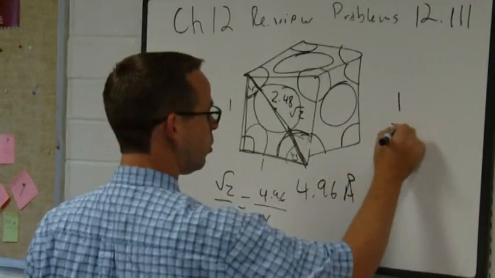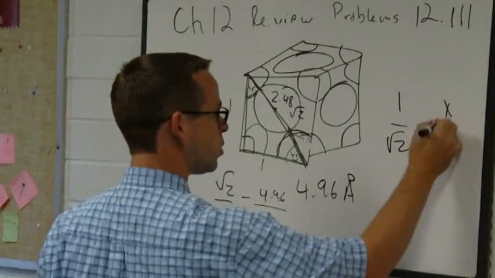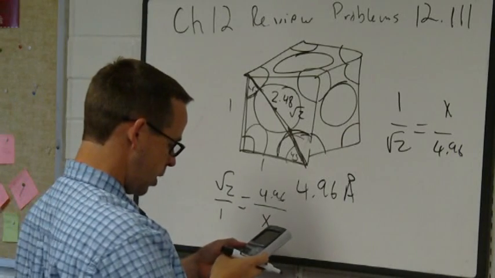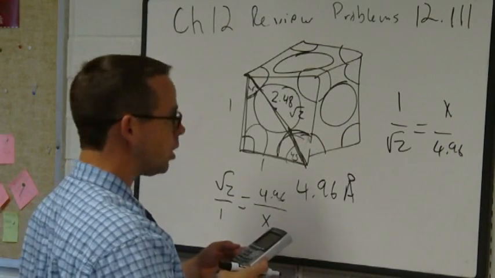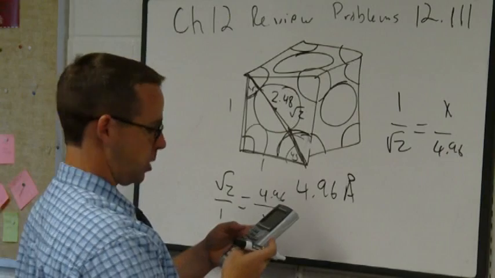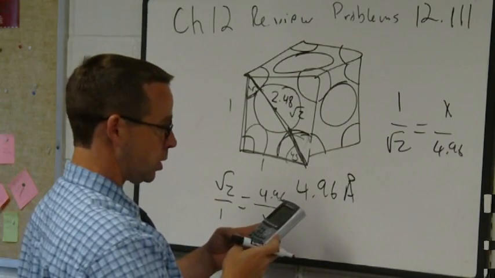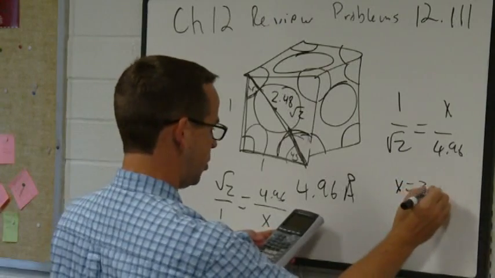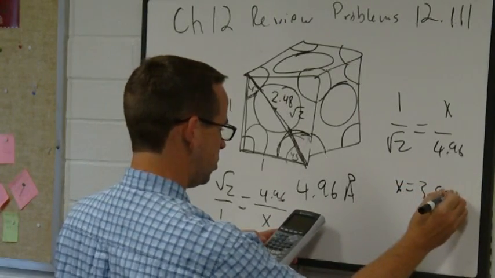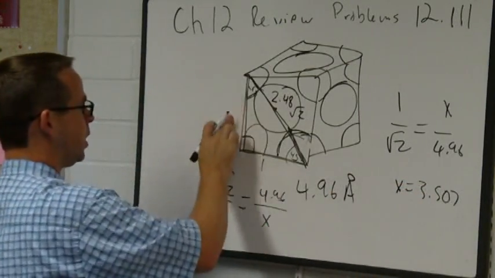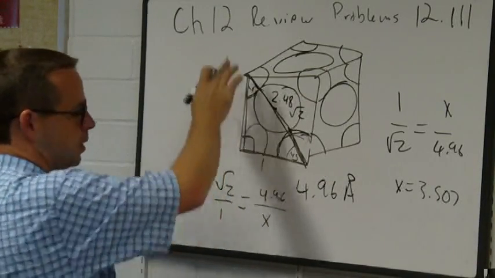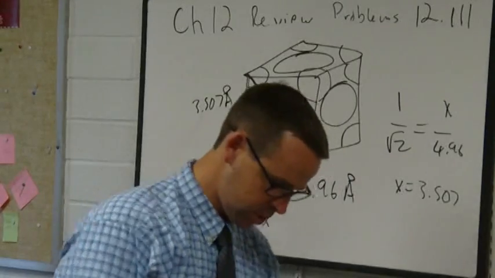We're going to do it the other way. 1 over square root of 2 equals x over 4.96. Then we'll have x on top. So 1 divided by the square root of 2 times 4.96. So x equals 3.507, and that's the length here. That's the length of the side of the crystal.